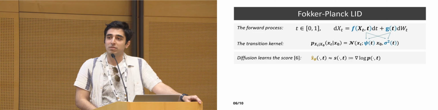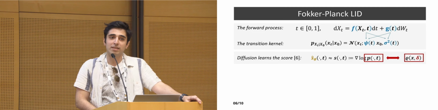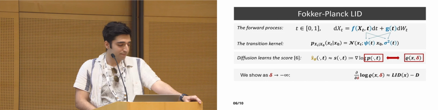Score-based diffusion models are essentially UNets. They learn a score, which is the gradient of the log marginal probability. And what we do is link these marginal probabilities with Gaussian convolutions in a rigorous manner.